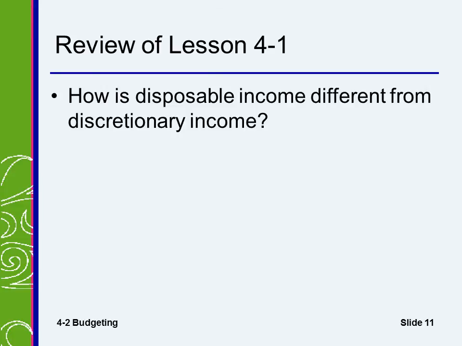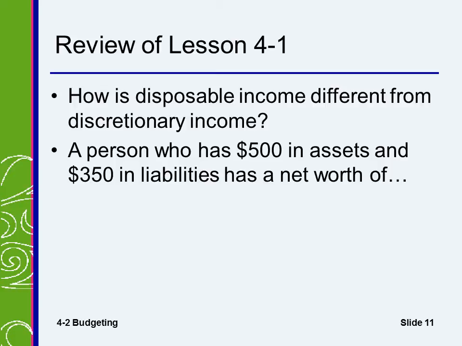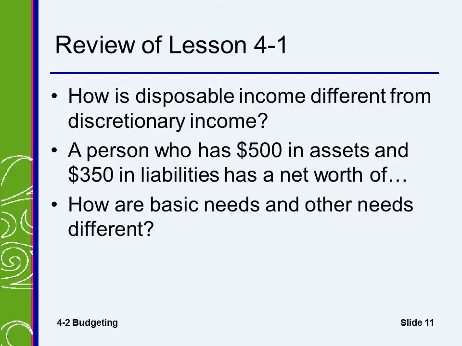In review, these are some questions that you can answer. I want you to take time to write down these answers. How is disposable income different from discretionary income? A person who has $500 in assets and $350 in liabilities has a net worth of what? Go ahead and write the answer. How are basic needs and other needs different?